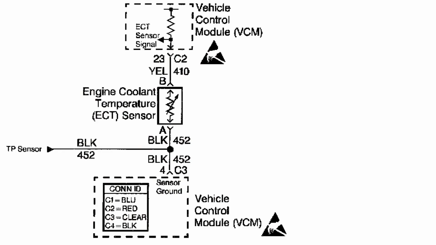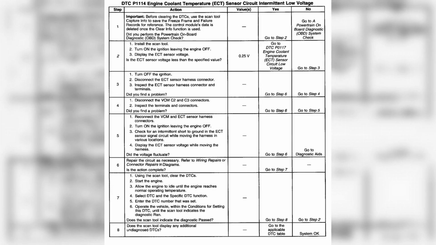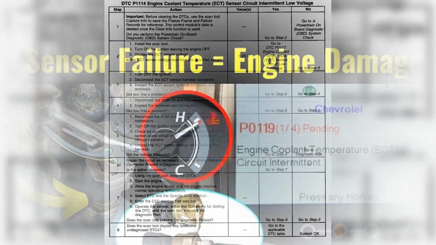What causes code P1114? The most common causes of P1114 are a faulty intake air temperature sensor, incorrect wiring of the intake air temperature sensor to electrical connectors, a faulty engine coolant temperature sensor, faulty engine coolant temperature sensor wiring to electrical connectors, or a faulty engine computer. What are the symptoms of code P1114?